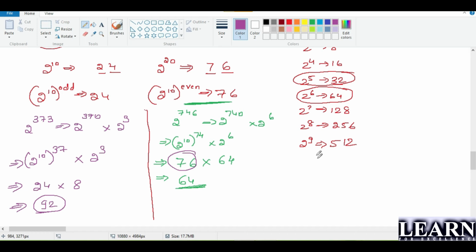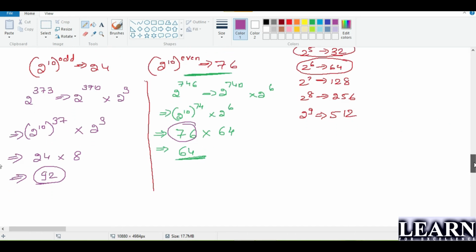Now look here, as I've already told in the previous section, this is not the fastest thing, right? This will even take like 10 to 15 seconds. Now I'll let you know how to tackle this. Guys, please understand it clearly, okay? 2 to the power 373. This is the same number, right? I'll write the answer here itself. 2 to the power 746.